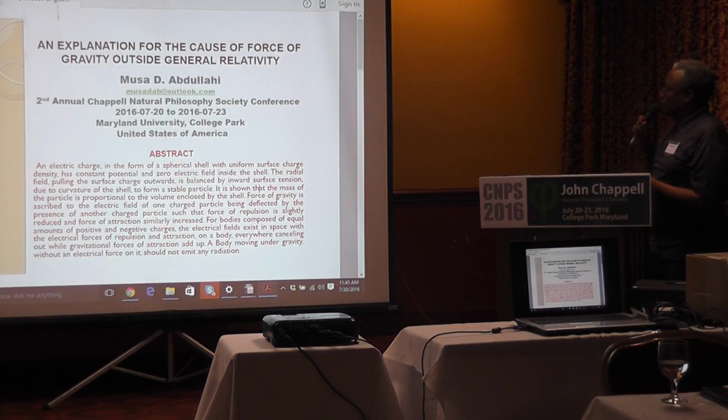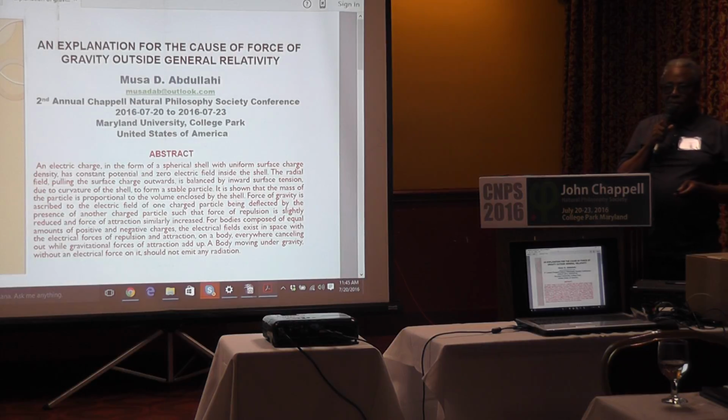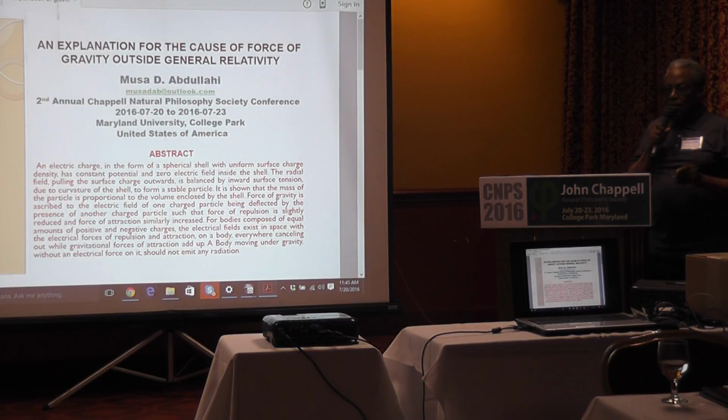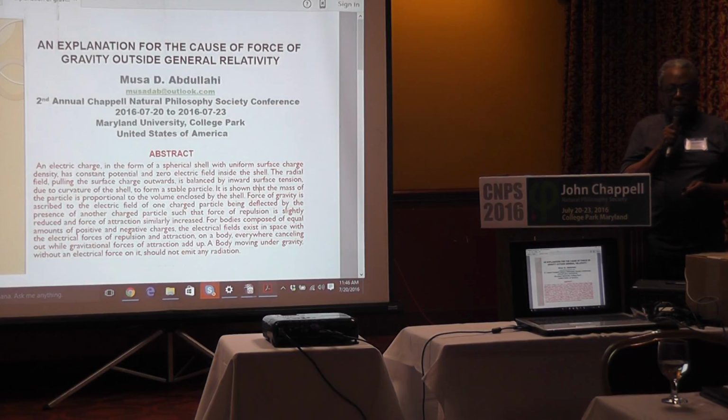The first page there is simply the title, rather long. I think it should have been something like explanation of gravity. But whenever you mention the word gravity, it connotes force. Such an all-pervading force should have a simple and down-to-earth explanation. And this is what this paper tries to do, to give a simple and down-to-earth explanation of the force of gravity.